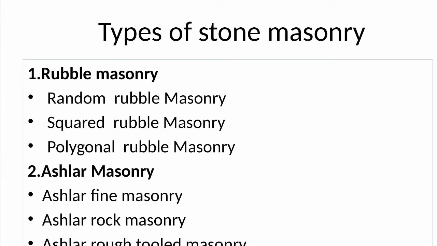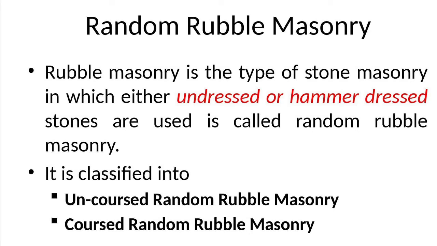Next, there are so many types of masonries. First one is rubble masonry and second one is ashlar masonry. First we are going to see about random rubble masonry. It is a type of stone masonry in which undressed or hammer dressed stones are used. There are two classifications in it: uncoursed random rubble masonry and coursed random rubble masonry.